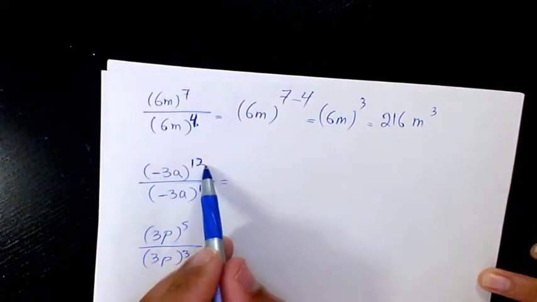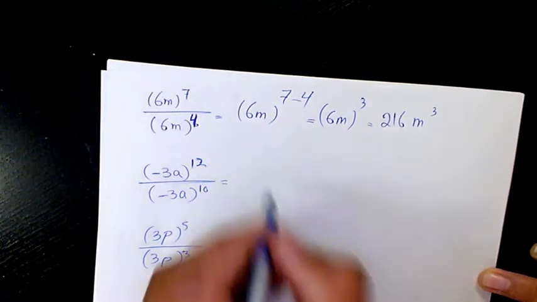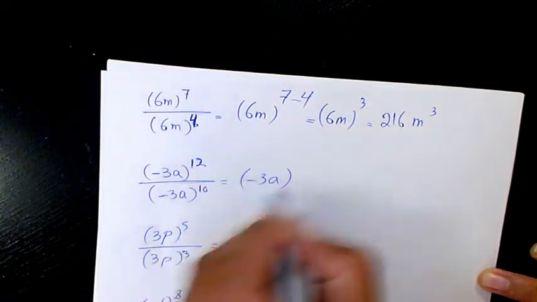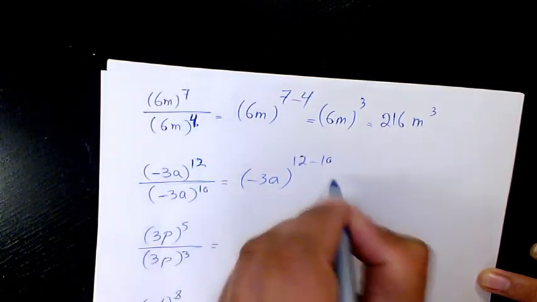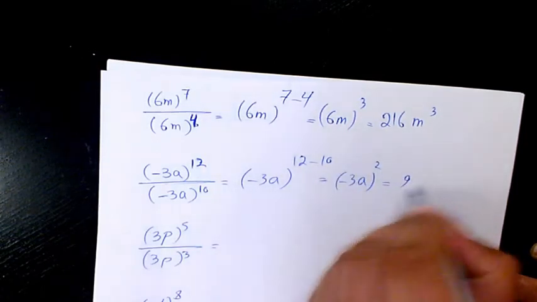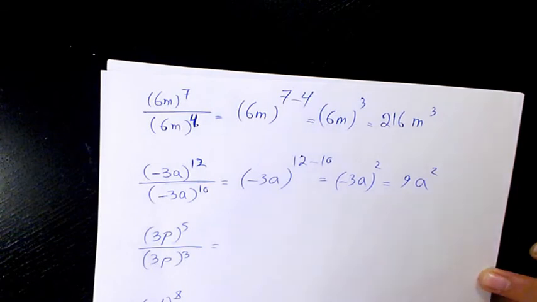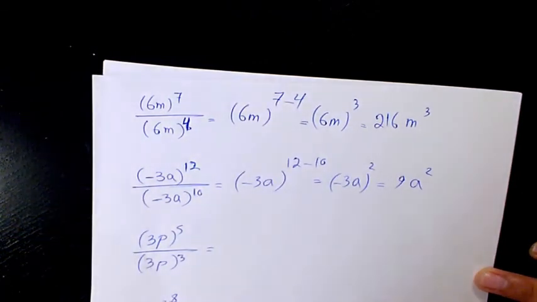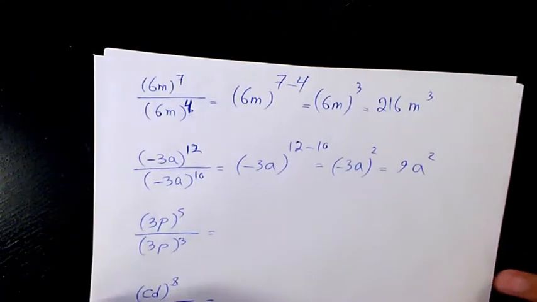Negative 3a to the power of 12 divided by negative 3a to the power of 10. So it's going to be negative 3a to the power of 12 minus 10. So it's going to be negative 3a to the power of 2. That's going to be 9a squared, because negative 3 to the power of 2 is going to be negative 3 times negative 3, that's going to be positive 9.